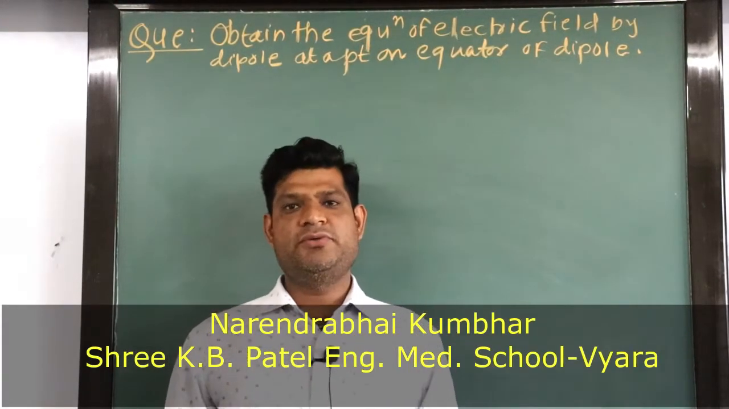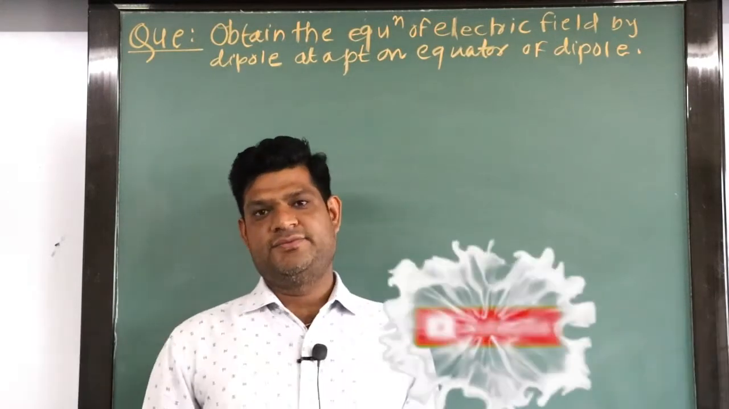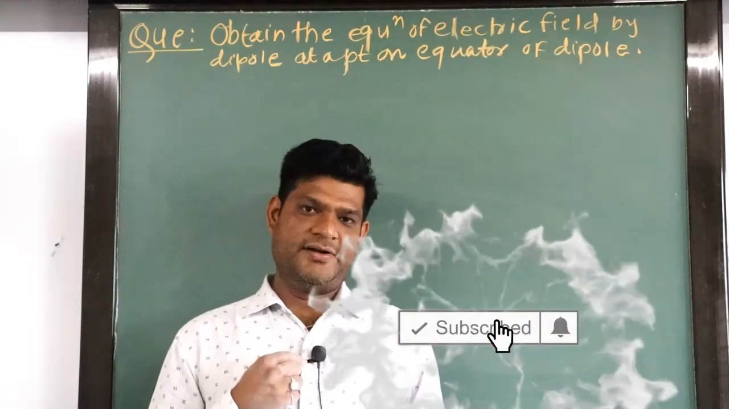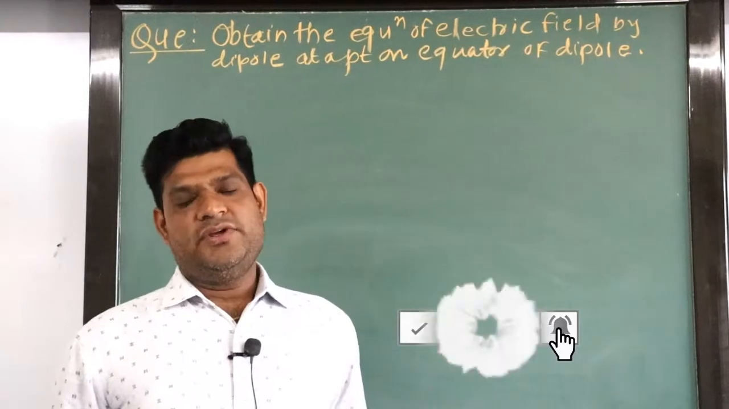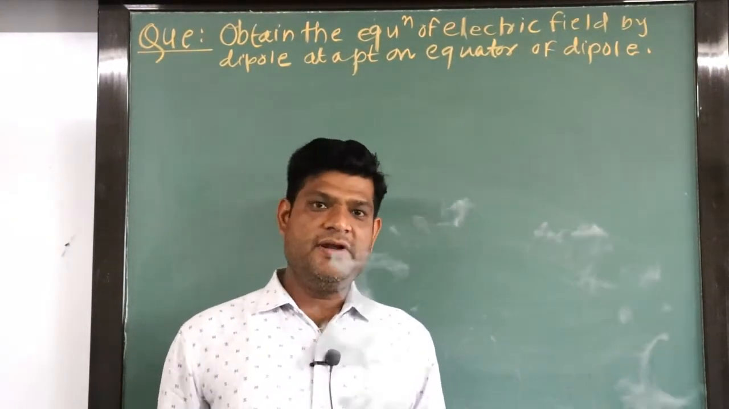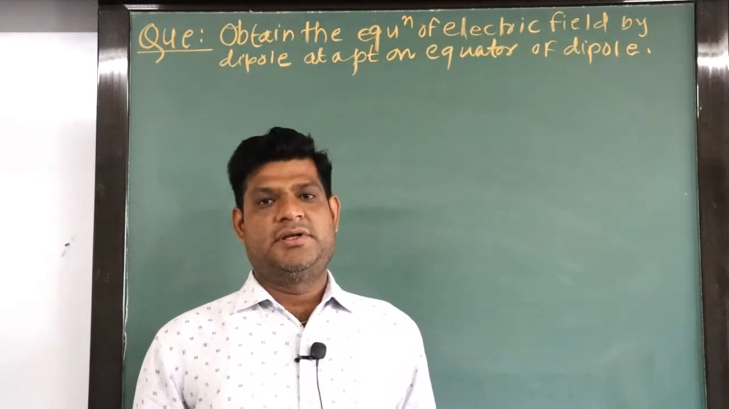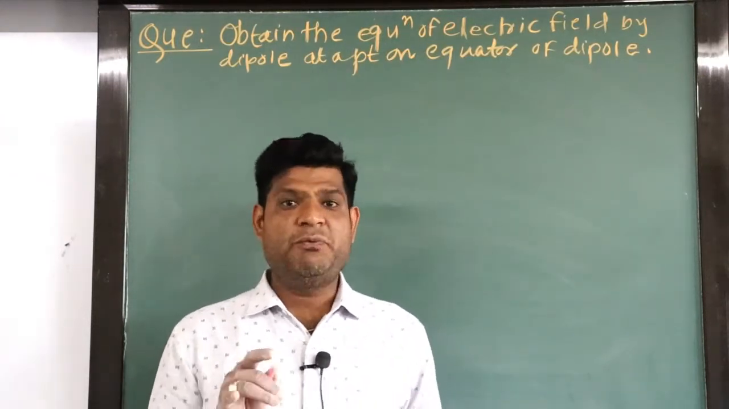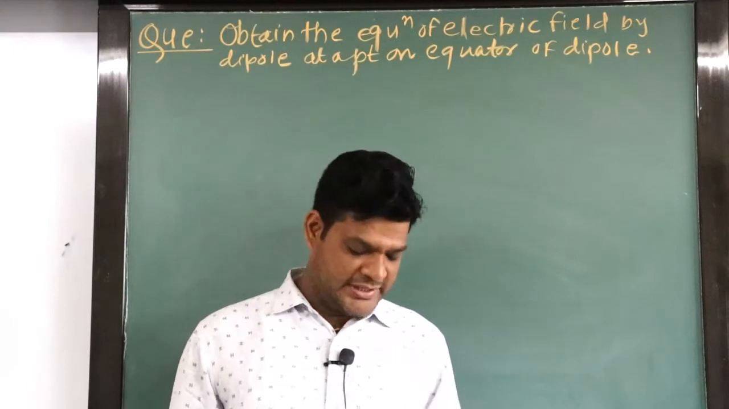In the last video, we studied the axial electric field, right? Now, in this video, we are going to find the electric field at a point. The point is kept on the equatorial line of the dipole, right?